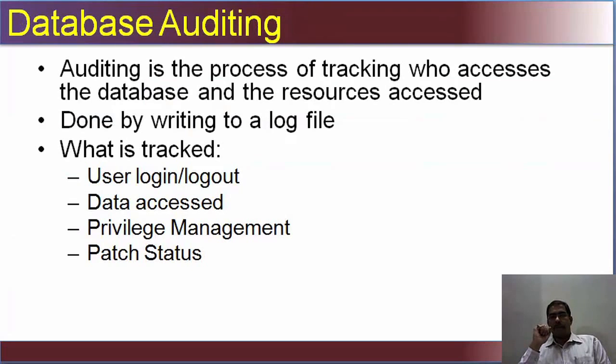How do you do a database audit? Auditing is the process of tracking who accesses the database and what resources are accessed. It is evidenced by writing that to a log file. So at the time of creation of the database, the logging requirements, what is to be logged, are also checked. Basically, what is tracked? User login, logout. What is the data accessed? What is the privilege level given to the user? And the patch status. So these are the 4 things that are tracked.